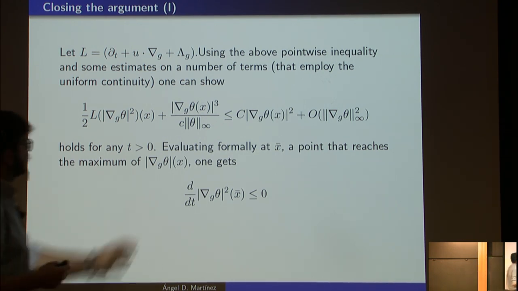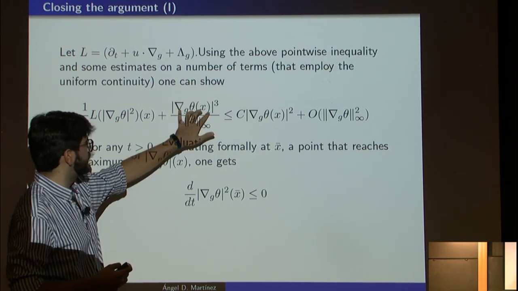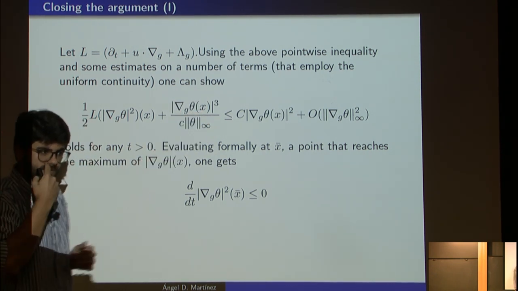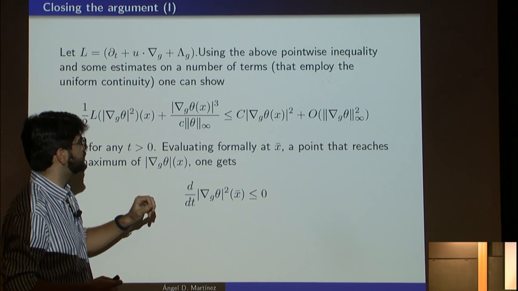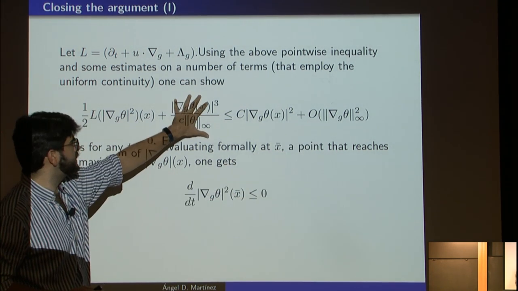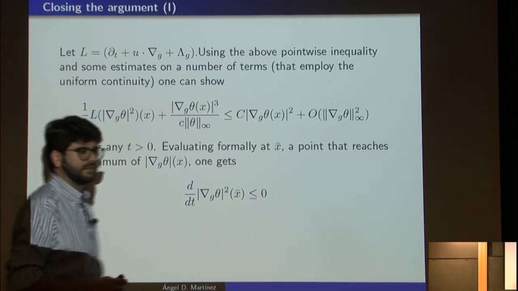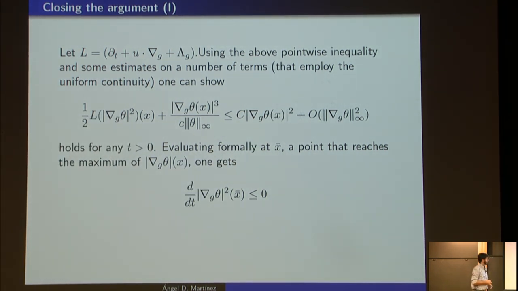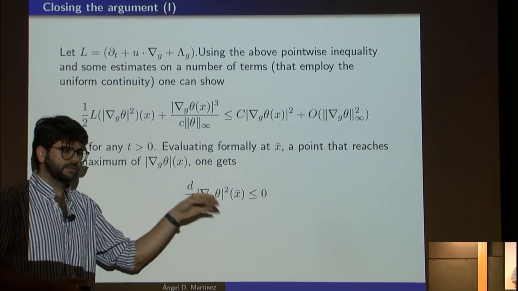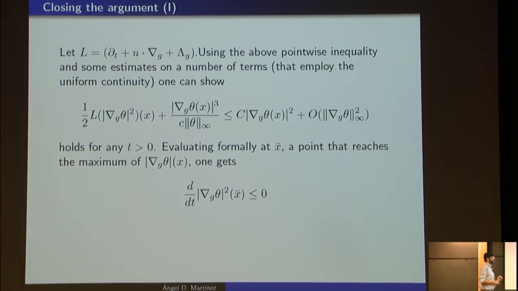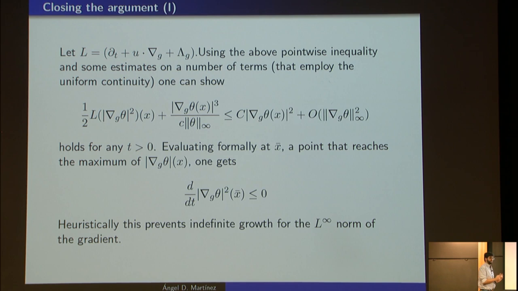Why is that? Well, you can actually assume that the gradient of theta is even larger if you want to. That's some gauge that you have. You can impose some function depending on the constant that is here. And then this is a cubic term that will eat this one, and then you get this. So what happens basically is that if you're not bounded, then the quantity will tend to decrease. This is just heuristics, but this can be done in a nonlinear manner.